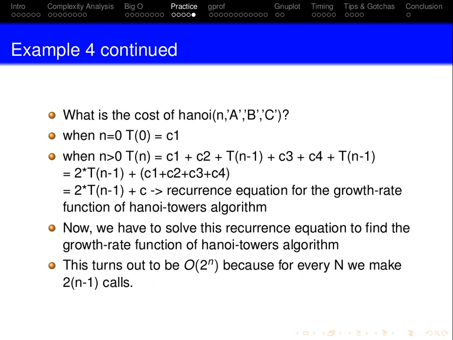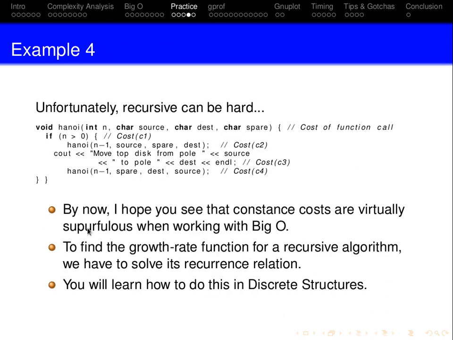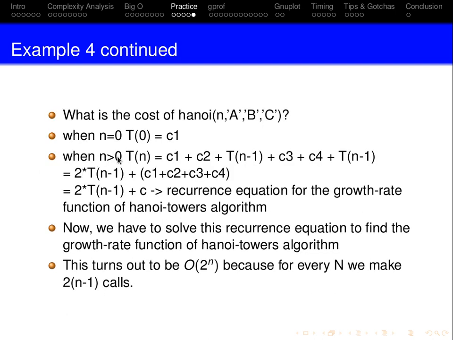All right, so here's the recurrence relation. When n equals 0, T of 0 is just C1 because you're doing a function call. If n's greater than 0, T of n is this cost, which is 2 times T of n minus 1 plus c. This is the recurrence equation for the growth rate of the Tower of Hanoi function.